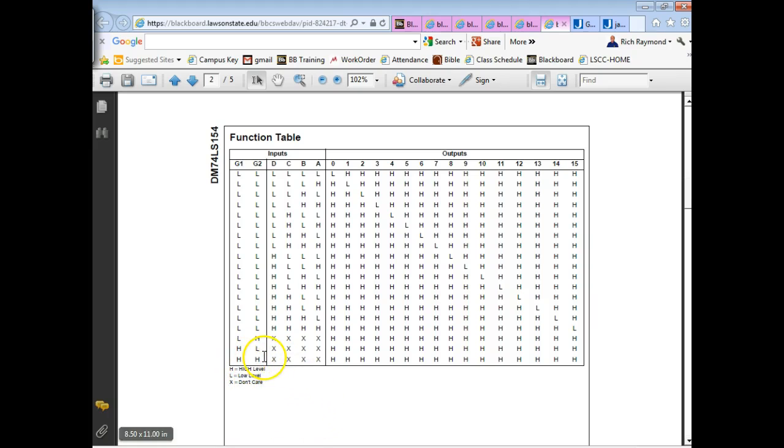If G1 is high and G2 is low, then it don't care, right? You understand that? So how are we going to make this thing decode? Well, to make it decode, G1 and G2 have to both be low. Okay, guys, so if I got both of them low, I put all lows on my ABCD input, which output goes low? 0. So it works exactly the same way.